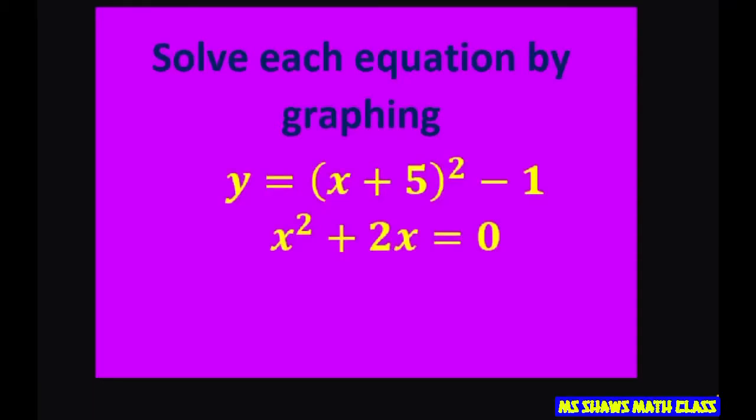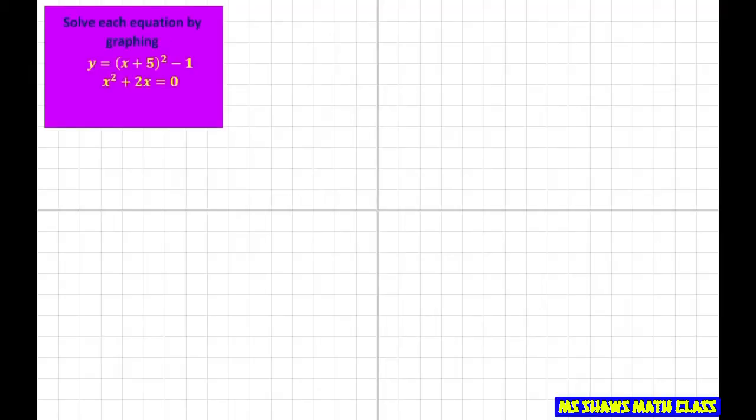Everyone, we're going to solve each equation by graphing. So the first one's in vertex form. So we know our vertex is going to be -5, comma, -1. So we go to -5, 1, 2, 3, 4, 5, -1. That's right there. Now for your solutions, we want to solve where it crosses.